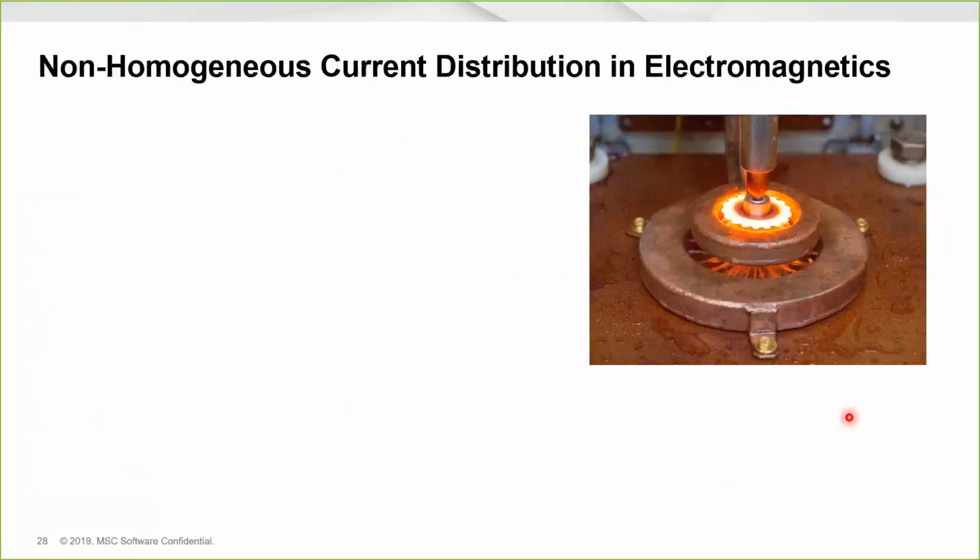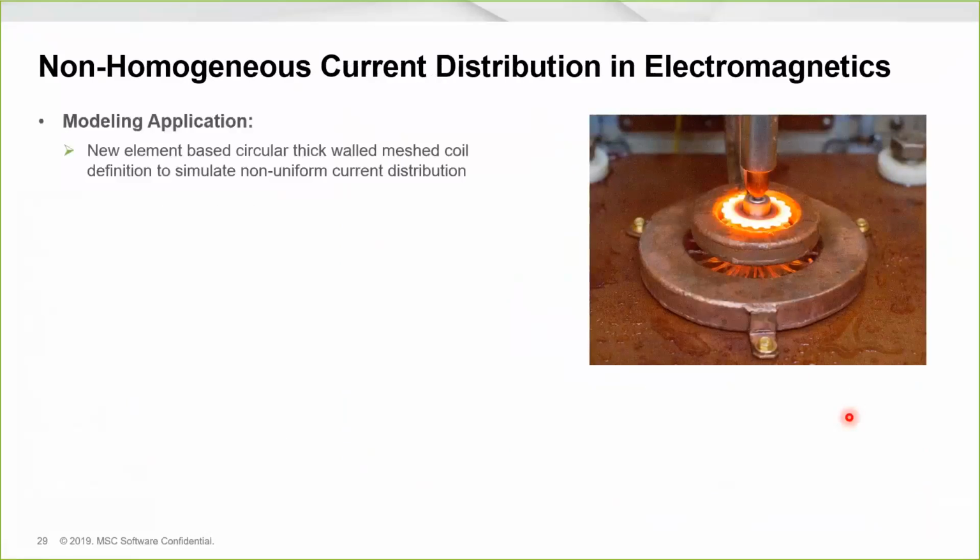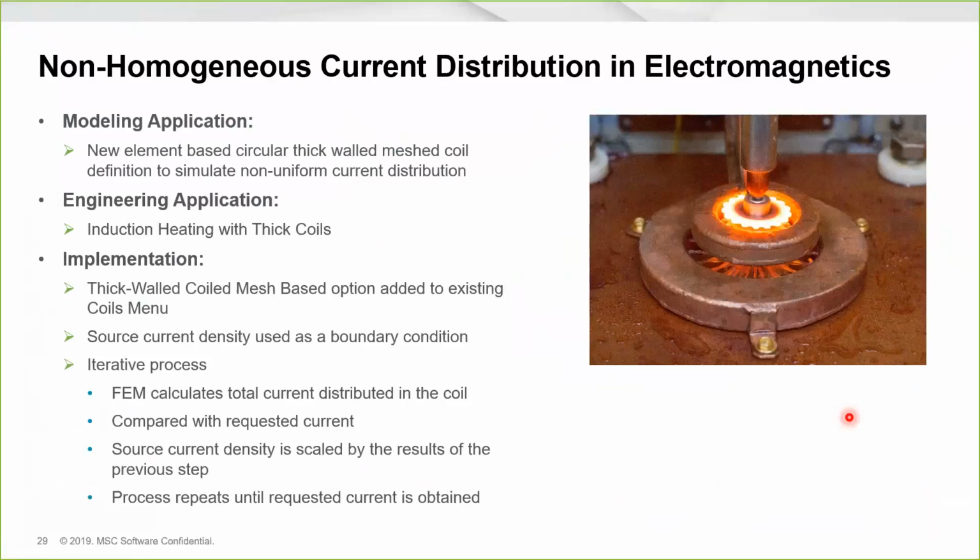And then, if you've been looking closely, we have been doing a lot when it comes to non-homogeneous current distribution, electromagnetics, a lot of stuff with induction heating. So we've now added the ability to look at circular thick-walled mesh coil definitions because the current becomes non-uniform. So of course, induction heating with thick coils is the primary application for this. We now have a thick-walled coil mesh option that's added to the existing menu.